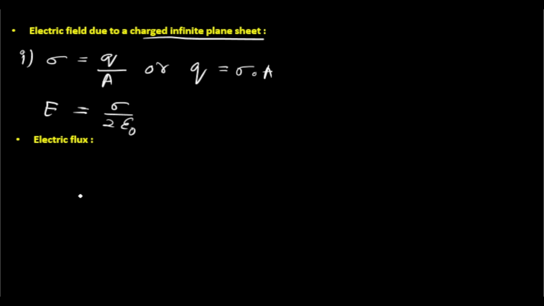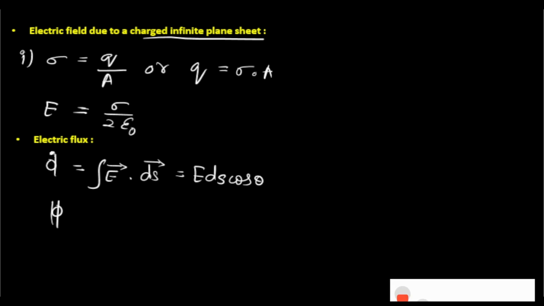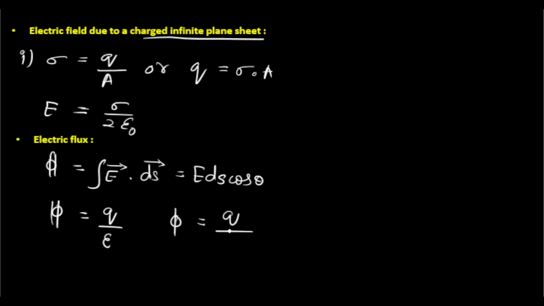Now we have electric flux. Phi is equal to the integration of E dot dS, which is equal to E dS cos theta. This is also phi, which is equal to Q upon epsilon. So phi is equal to Q upon epsilon naught into K.